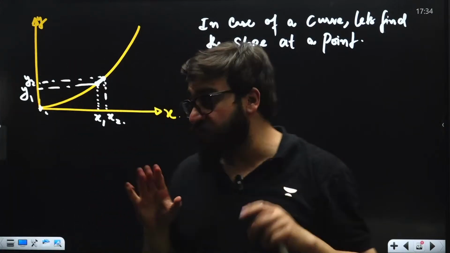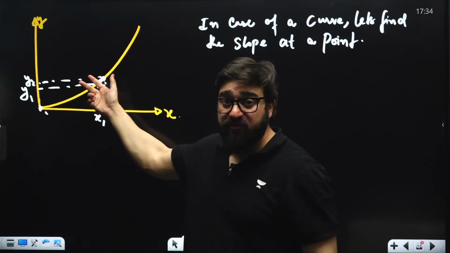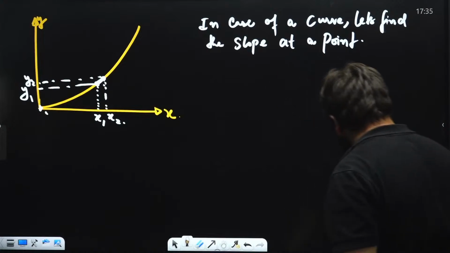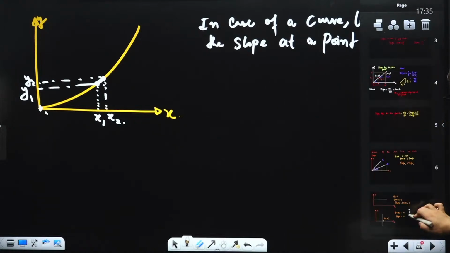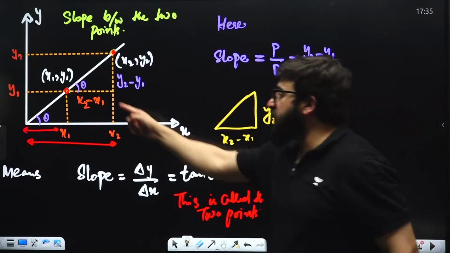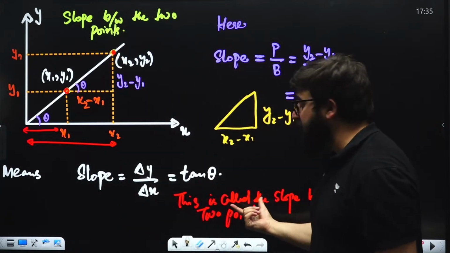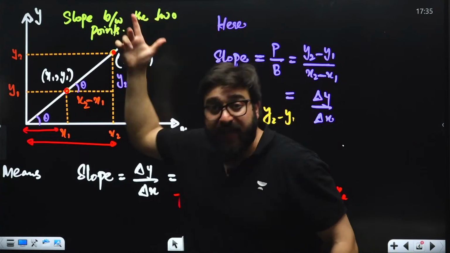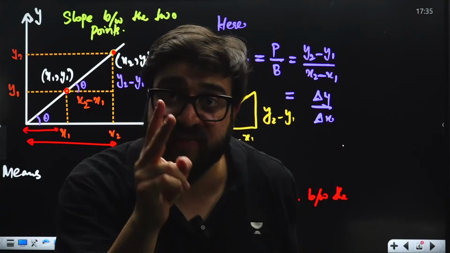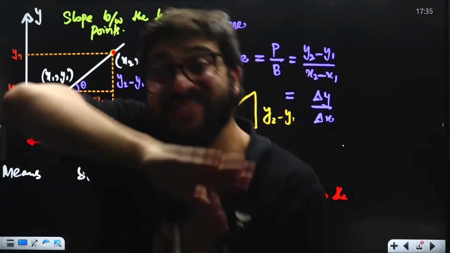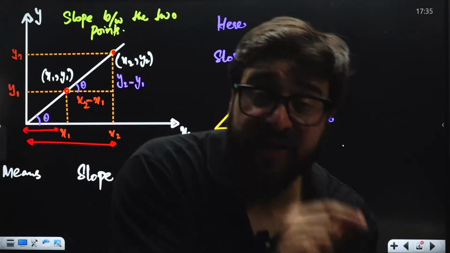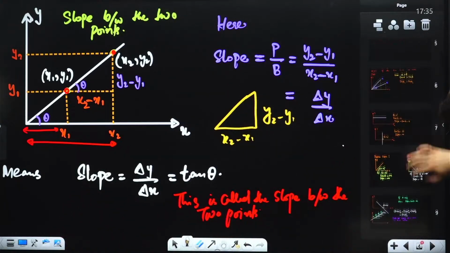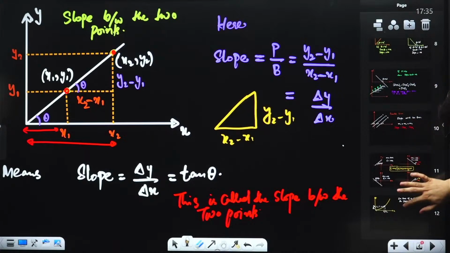Guys, understand very carefully. In case of a straight line, you find the slope between the 2 points. Slope between the 2 points is delta y by delta x, and slope at every point is the same. So even if you find the slope between the 2 points, that will be the same as the slope at every point in case of a straight line. But in case of a curve, it will be different.